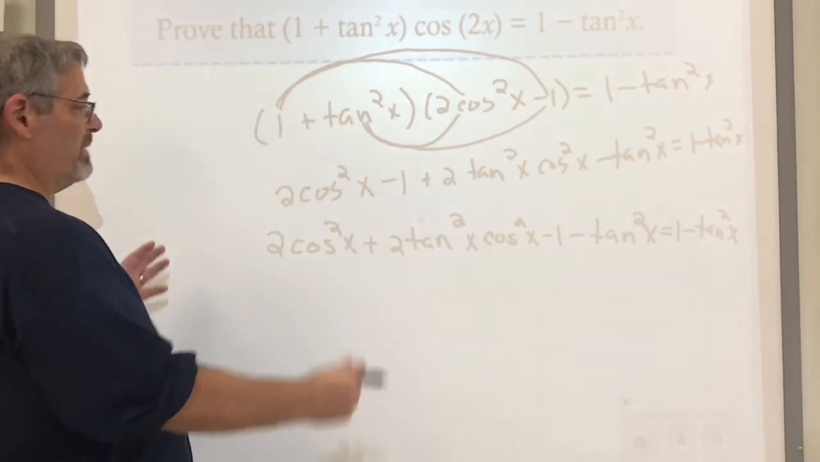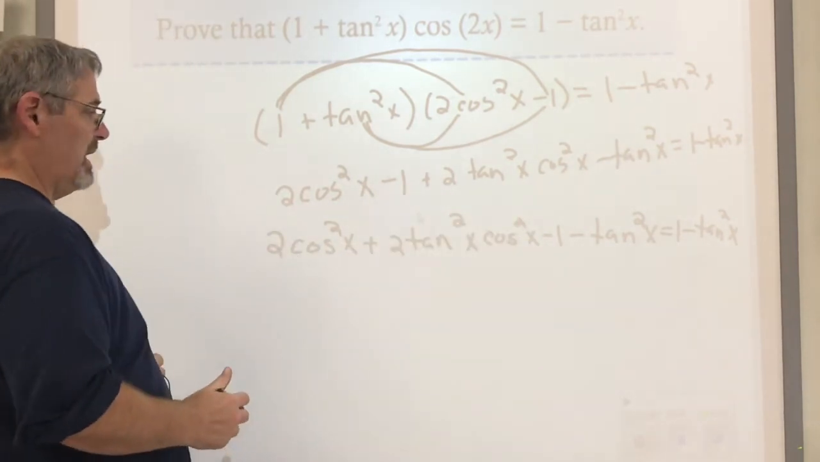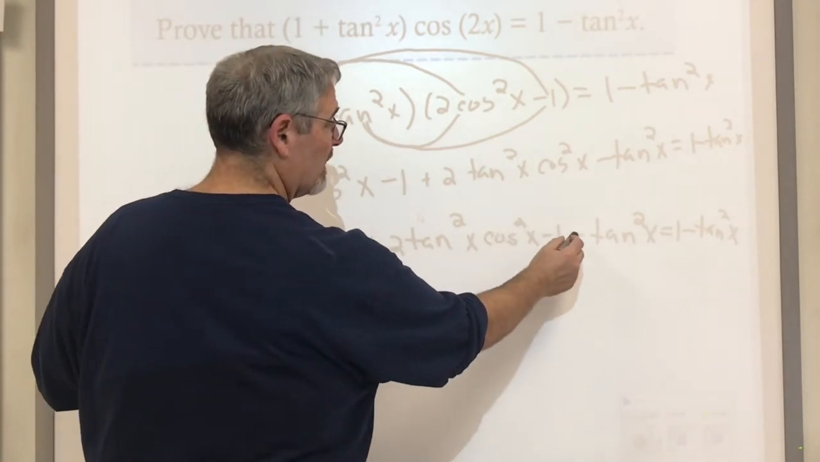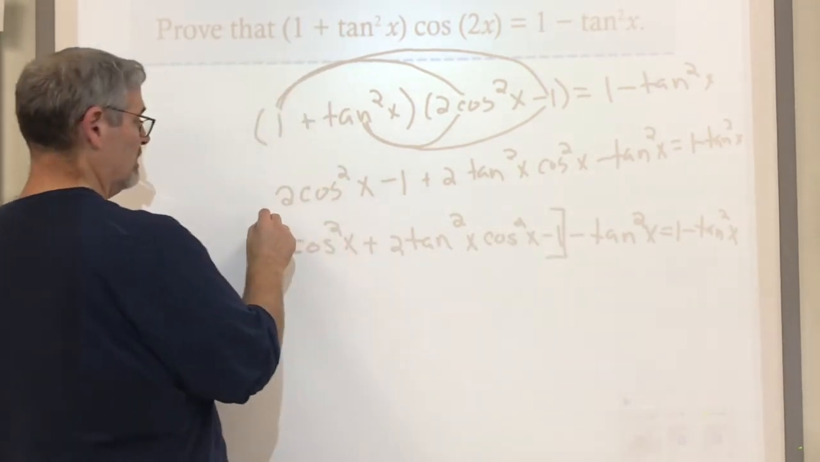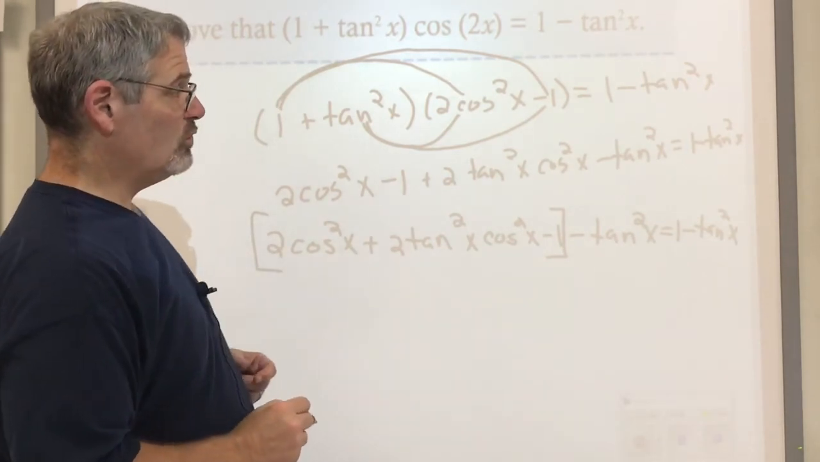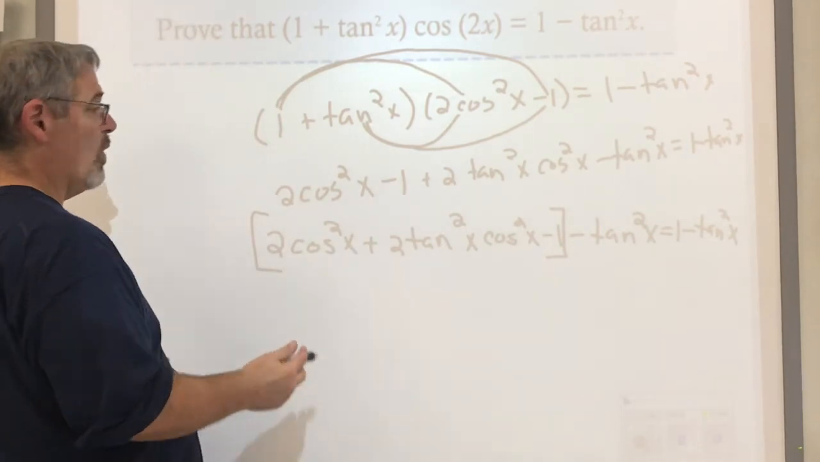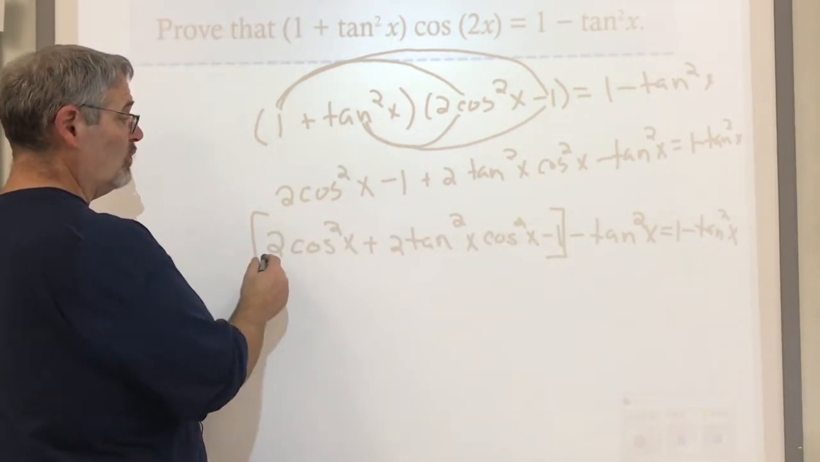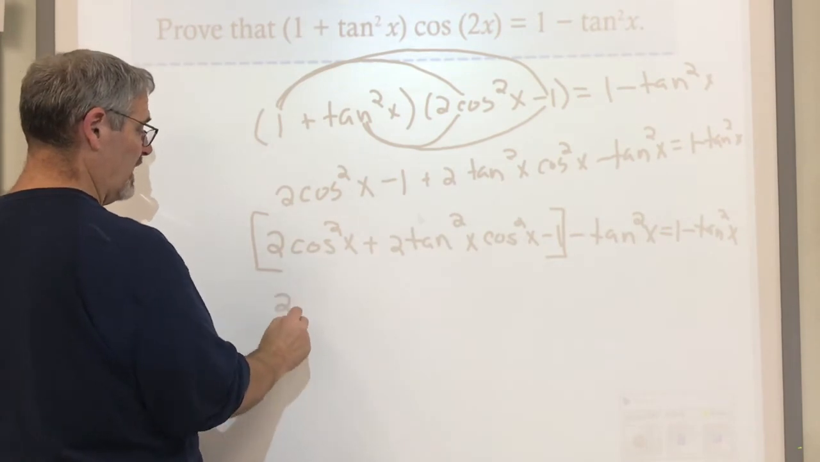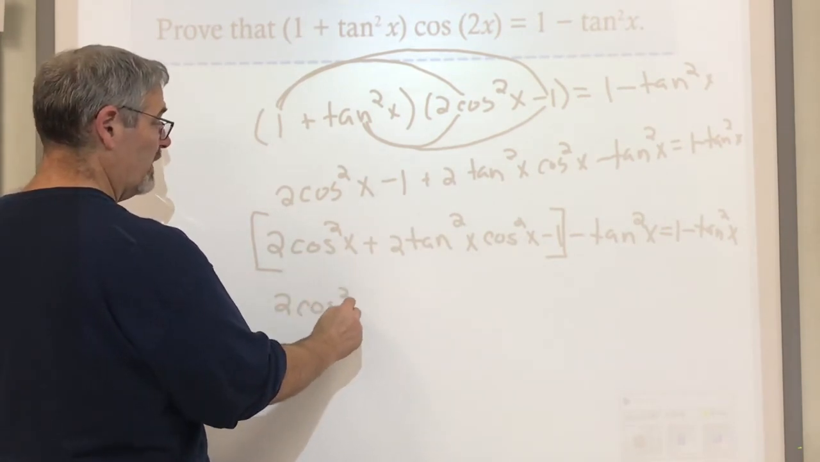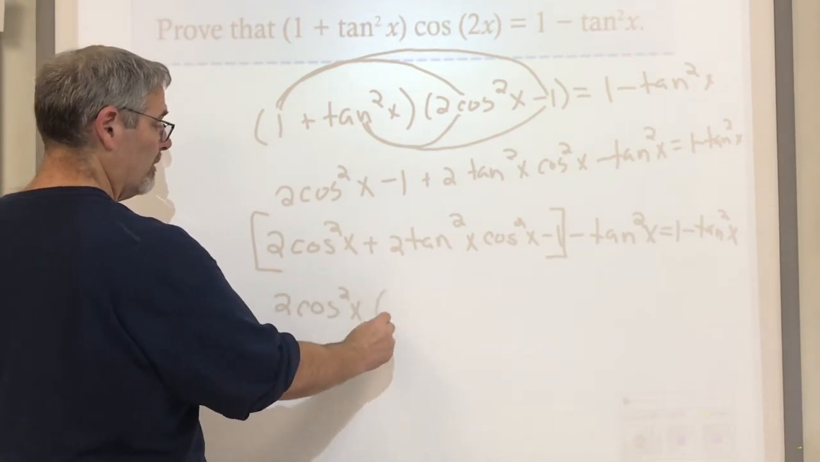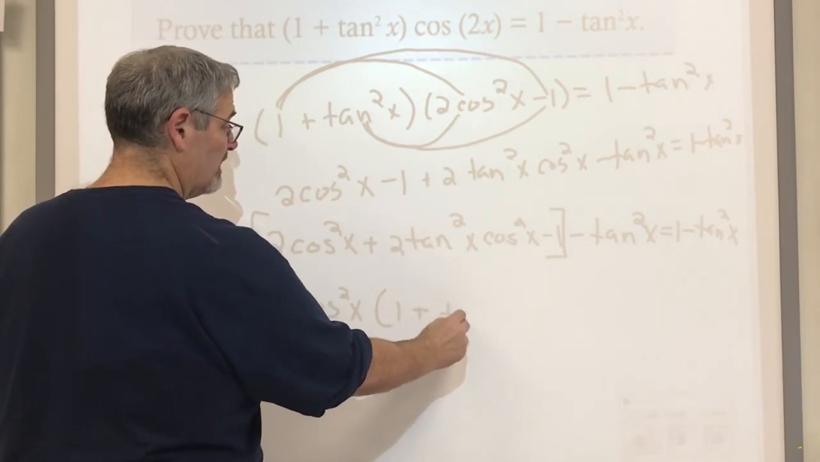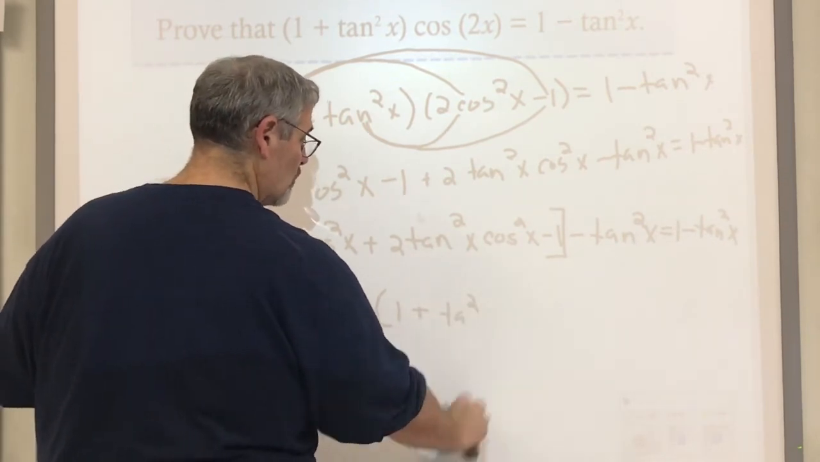So I have this complicated looking piece here, and I need to make this whole thing equal to 1. So here, in here, and here, I have a 2 cosine squared x. So let me try writing 2 cosine squared x equals 1 plus tangent squared x.